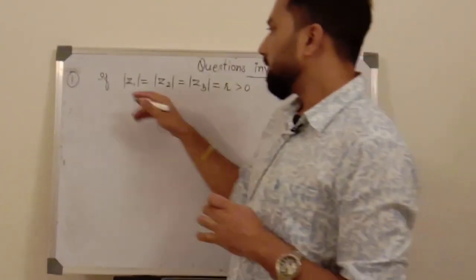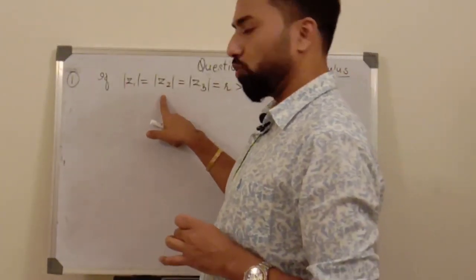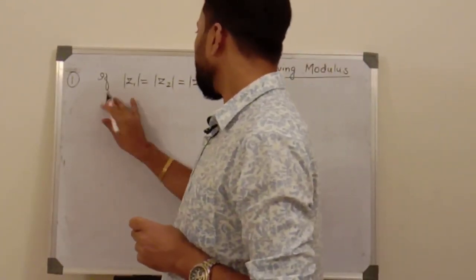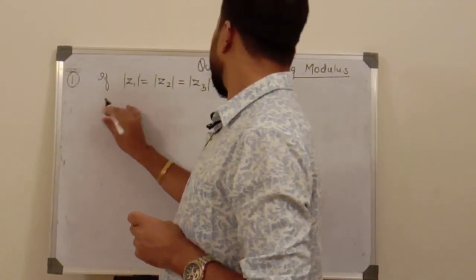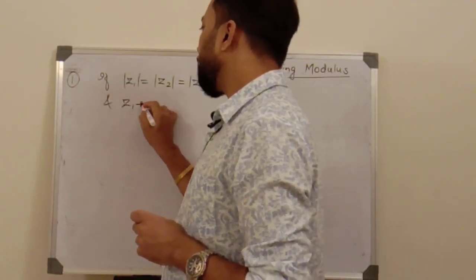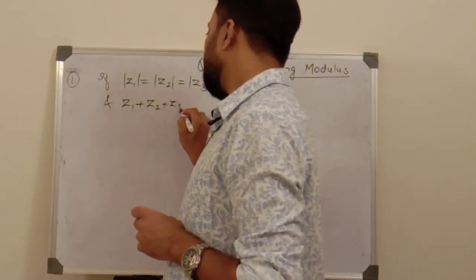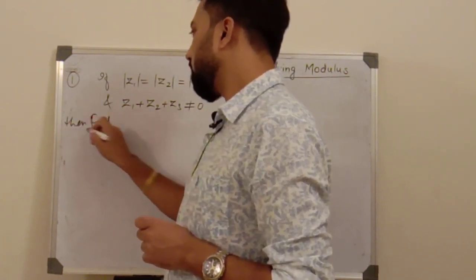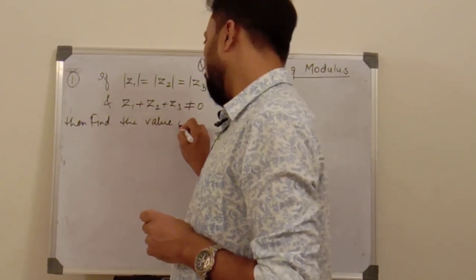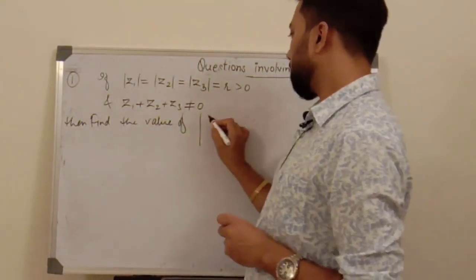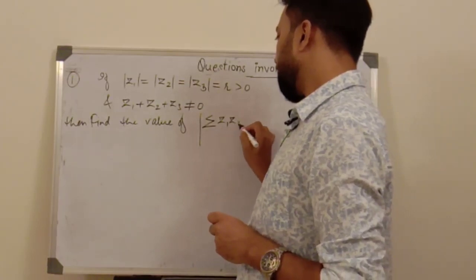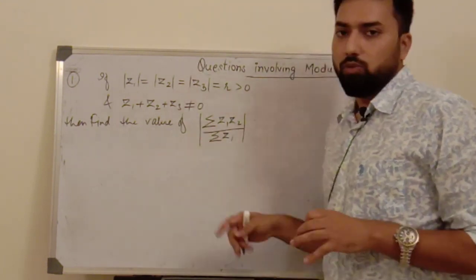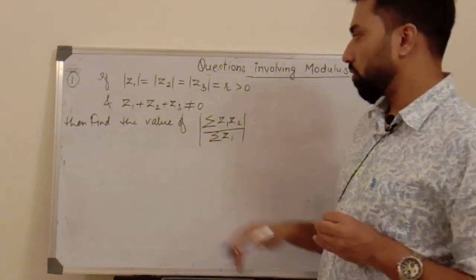Now this is the statement of the question. Modulus of z1 is equal to modulus of z2 is equal to modulus of z3 equals r, which is positive. And it is given that z1 plus z2 plus z3 is not equal to 0. Then you have to find the value of modulus of sigma z1 z2 upon sigma z1. This value we have to find. Now this value will be in terms of r, or it may be a constant, that we'll see.